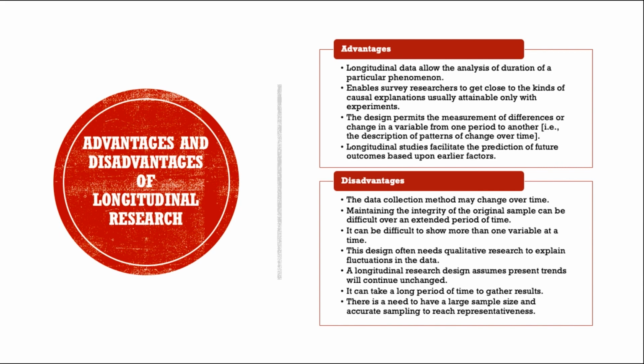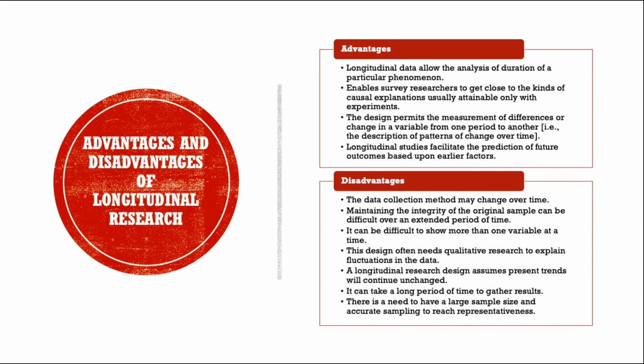This design also often needs qualitative research to explain fluctuation in the data. Sometimes you see fluctuation in the data, but you don't understand why or how it happened. So you need a qualitative research design again. So it means that you need a mixed method. A longitudinal research design also assumes the present trend will continue and not change, meaning that the trend will be unchanged, and sometimes this is not the case. Most of the time, the present trend must change.